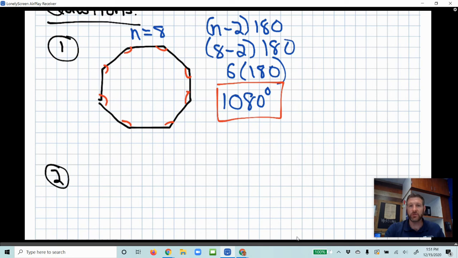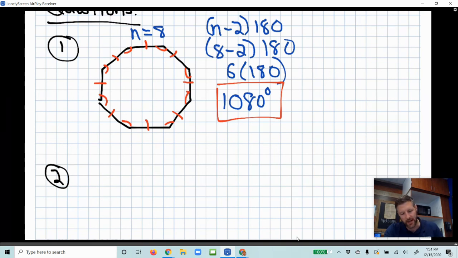Now, to answer the second question, what's a single angle? In other words, what's just one of the angles? Well, if this was irregular, we couldn't answer that because we don't know how the angles compare. But because this is regular, which means all the angles and all the sides are congruent, I have 1080 degrees of total angles spread out over how many angles? It's always equal to the number of sides. 8 sides, there must be 8 angles.